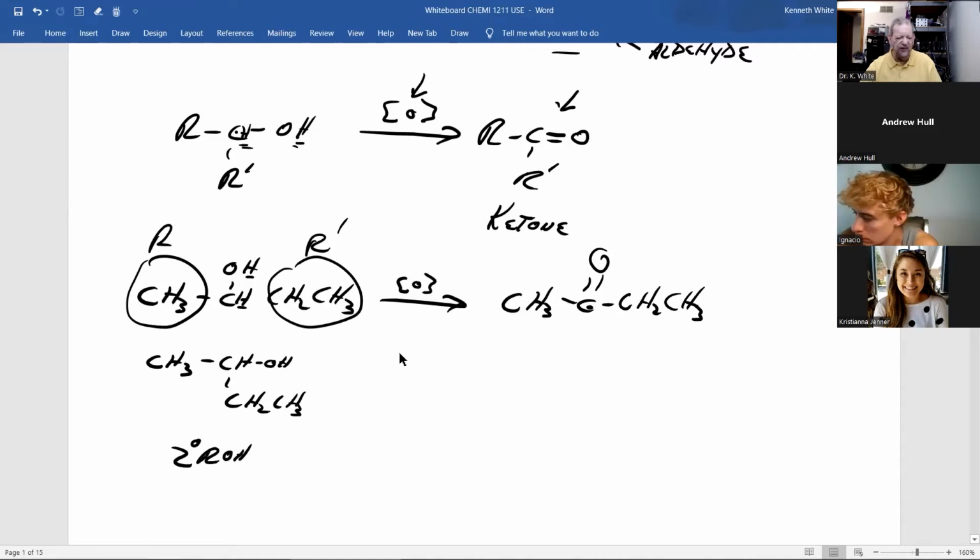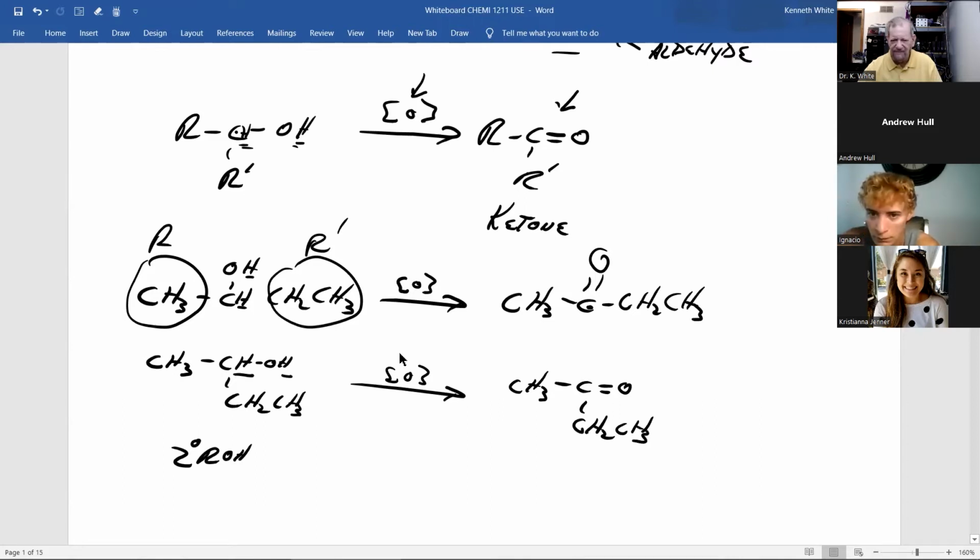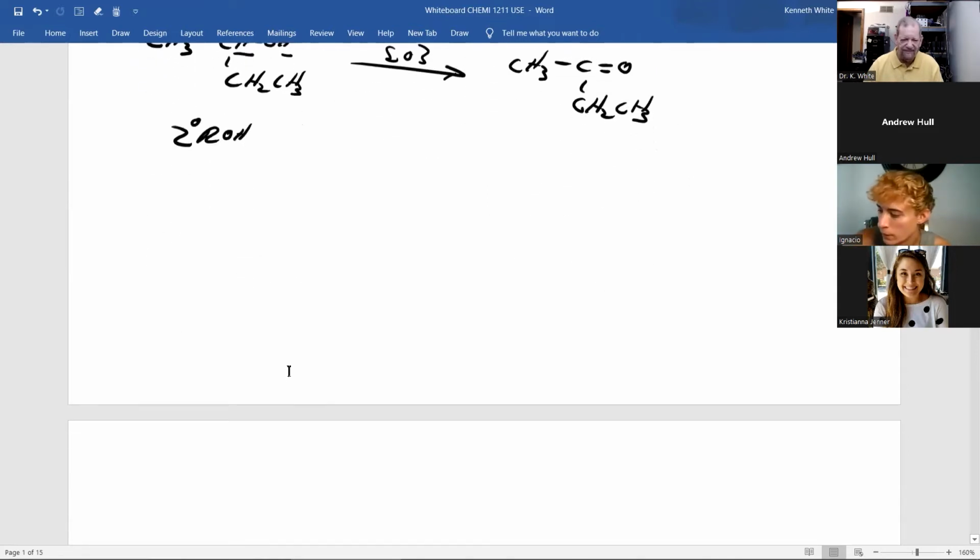Now, if I use this way, it's the same molecule, but a different way of writing it. Same thing, you lose this and this, and you form a carbon-oxygen double bond, and what was attached to it, R prime and R, doesn't matter what you call, are still there. Both are still the same molecule, different ways of drawing it.